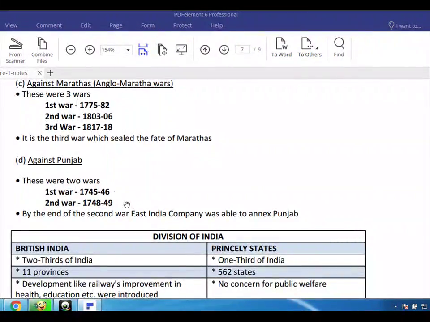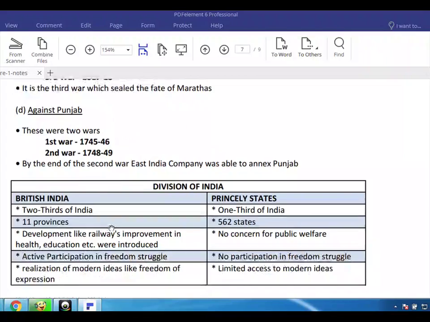Against Punjab, these were two wars. First War, 1845-46. Second War, 1848-49. By the end of the Second War, East India Company was able to annex Punjab.